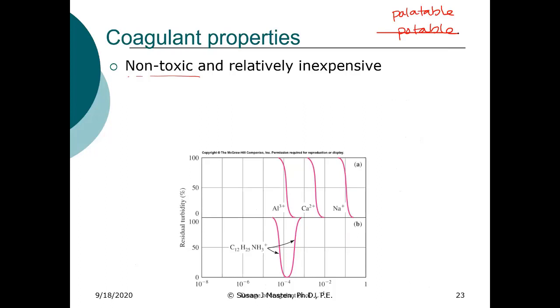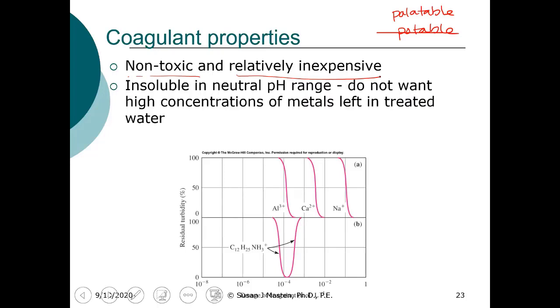If we add a coagulant that's toxic, the water isn't going to be potable. We also want a coagulant that is relatively inexpensive. One of the problems with a lot of the organic polymers is that they're very, very expensive, and so that increases the cost of producing water. We also want something that is relatively insoluble at neutral pH range.